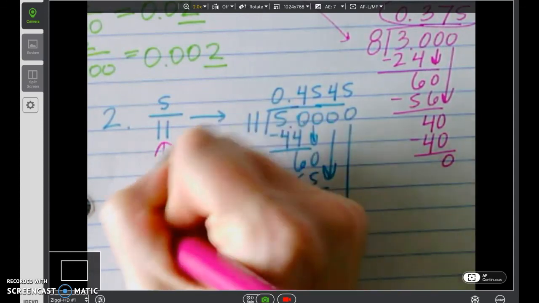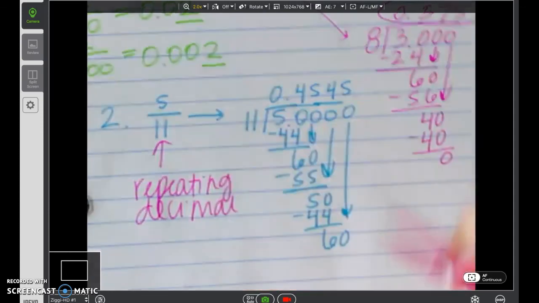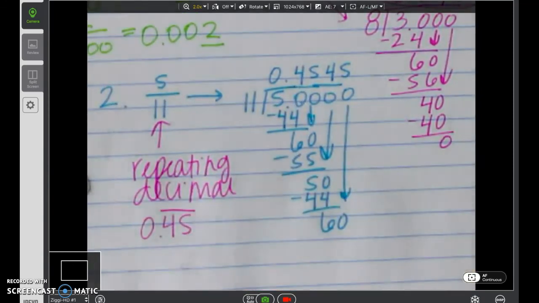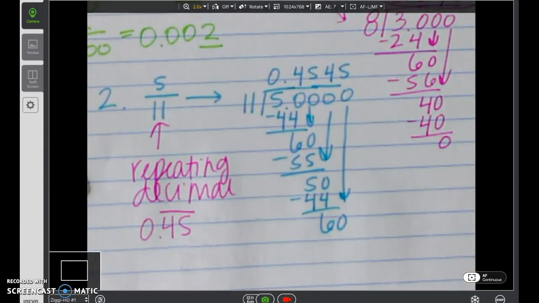And the way that we would write the repeating decimal is we write the 0.45 with this fancy bar on top, which tells me that 45 is going to repeat forever and ever and ever.